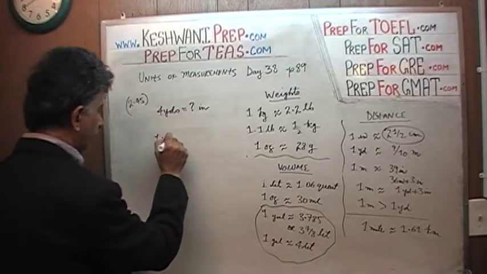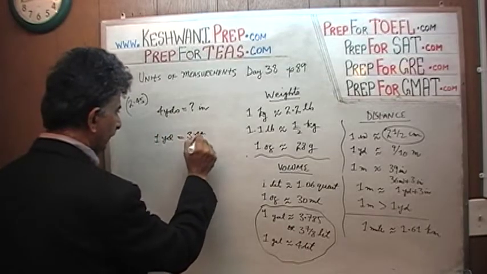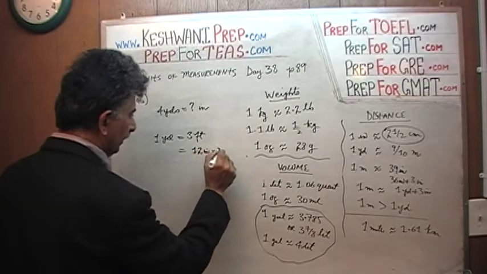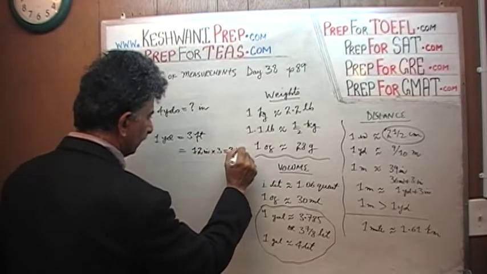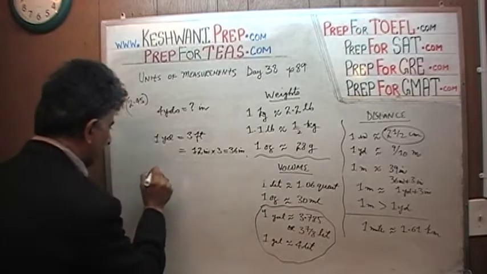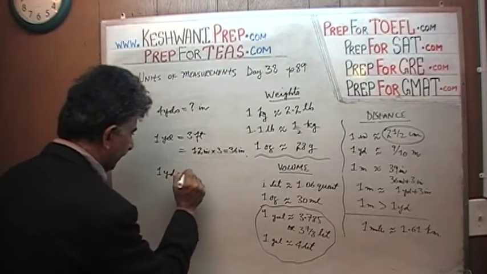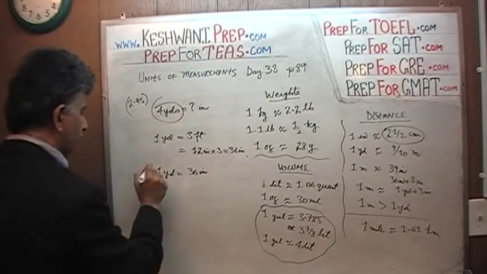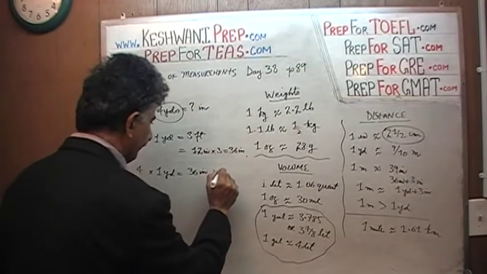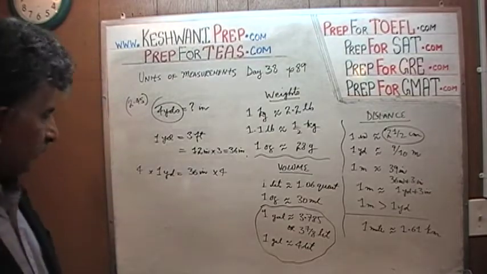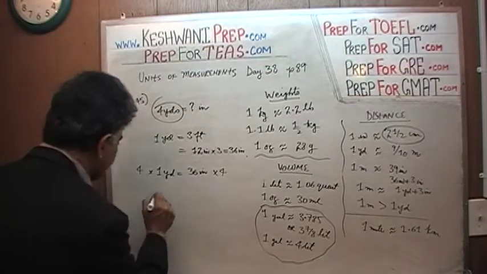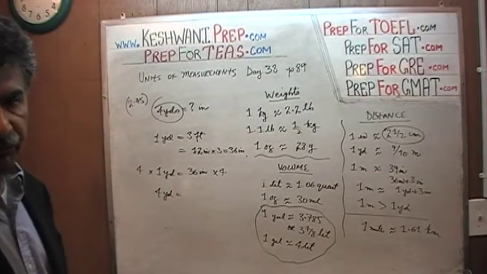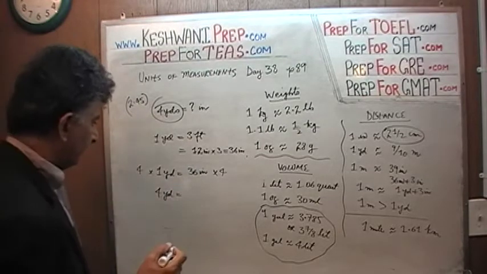1 yard we know is equal to 3 feet, and each foot is 12 inches. So it's 12 inches times 3, or 36 inches. 1 yard is 36 inches. We need 4 yards. So multiply both sides by 4. That's all. 36 times 4, whatever that works out to be. So that gives us 4 yards. And 36 times 4, how much is 36 times 4? Well, how do I know? Let's find out, shall we?